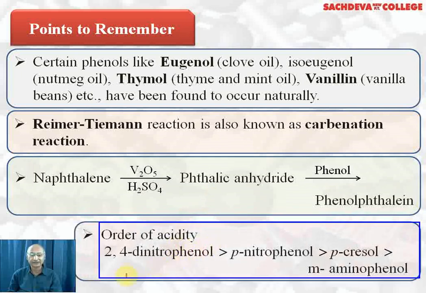Order of acidity: 2,4-dinitrophenol is more acidic than para-nitrophenol because nitro groups are electron withdrawing groups, so they stabilize the corresponding phenoxide ion. Para-nitrophenol is more acidic than paracresol because methyl group is electron releasing, which decreases acidic character. Paracresol is more acidic than para-aminophenol because amino group is also an electron releasing group, so its acidic character is minimum.